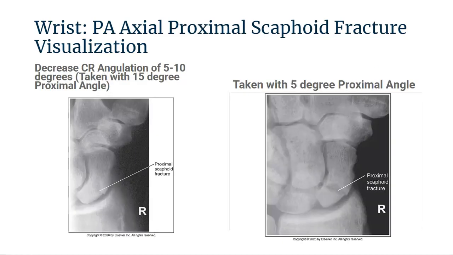Now for proximal scaphoid fractures, it's just the opposite approach. Decreasing the central ray angulation by 5 to 10 degrees enhances the visualization of this region.